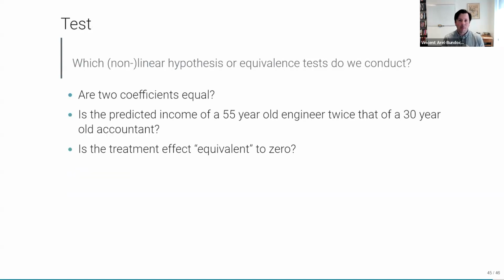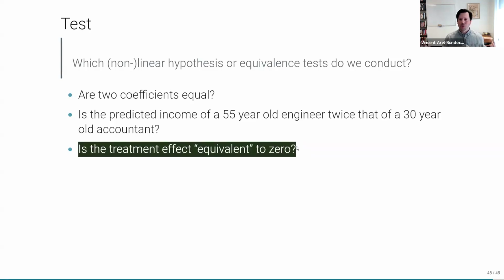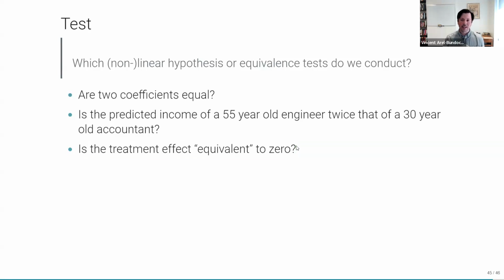Finally, the question about test. So we're going to run a bunch of hypothesis tests in this class, or equivalence tests. And the kinds of questions we're going to be able to answer with this is, are two coefficients equal? Or is the predicted outcome of a 55-year-old engineer twice that of a 30-year-old accountant? Right? So we're going to be able to compare effect estimates or predicted outcomes for different groups or different types of individuals or different organizations with different characteristics. And we're going to be able to answer questions such as, is the treatment effect substantively equivalent to 0? Is it negligible, this treatment effect? So there's going to be so much flexibility here. You're going to be able to run all the tests you want.